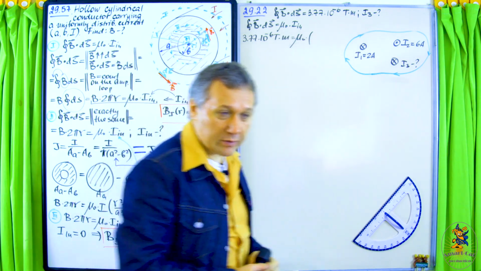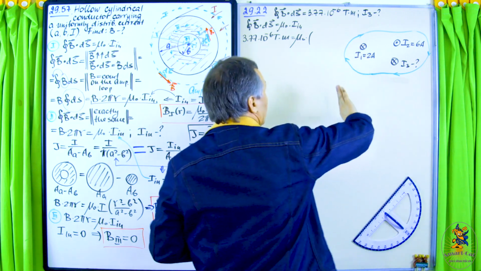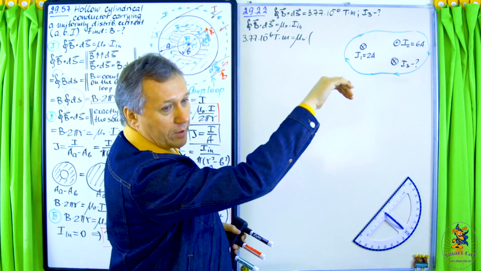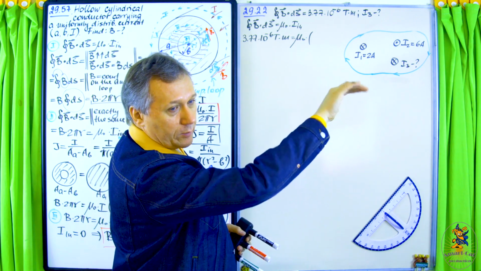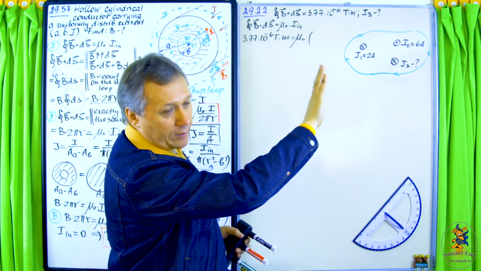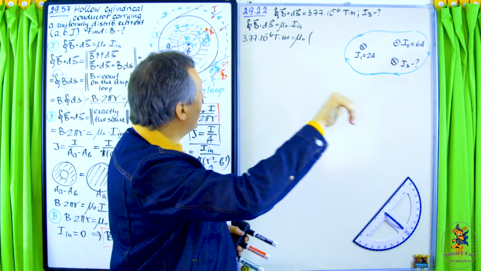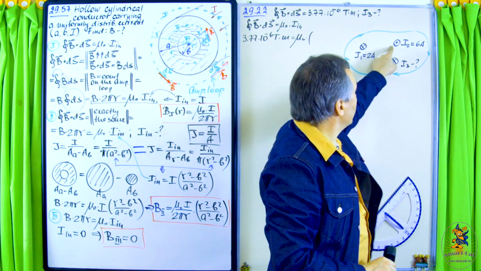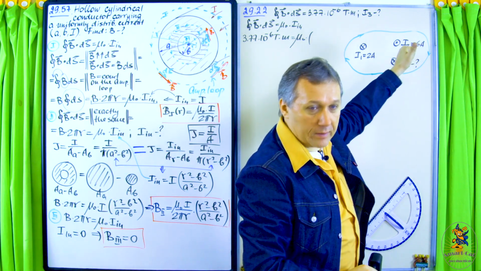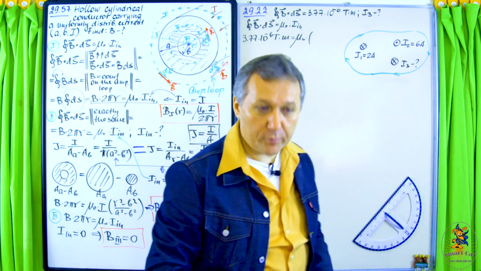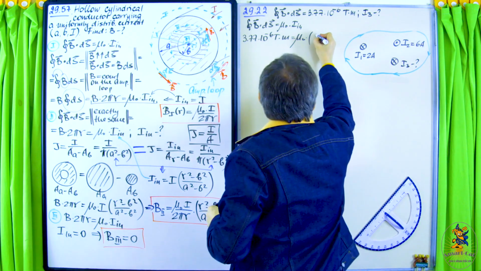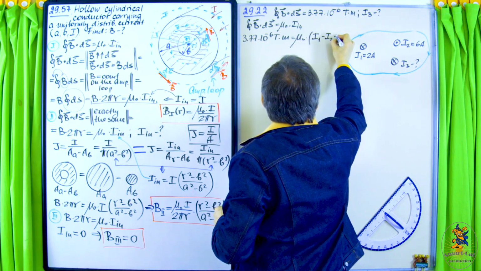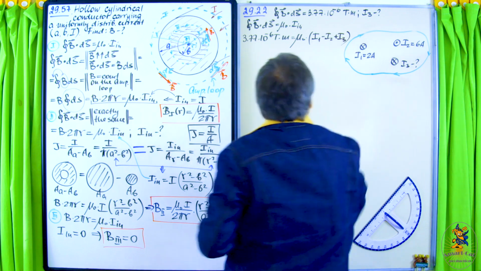Which of them are positive and which are negative? So right-hand rule: curl your fingers in the direction of the loop, and your outstretched thumb gives you the positive direction for a current. So into the board is the positive direction. It means that I1 is positive, I2 is negative because it's outside, and I3 is also positive. So I can write I1 positive, minus I2, plus I3.